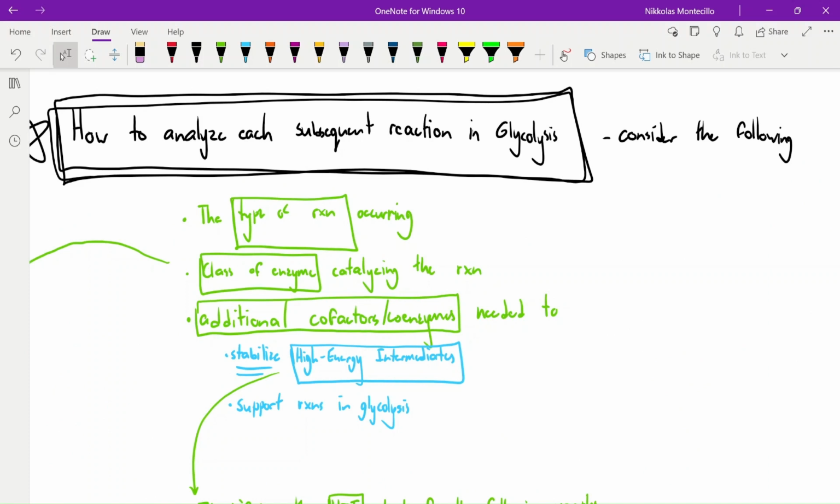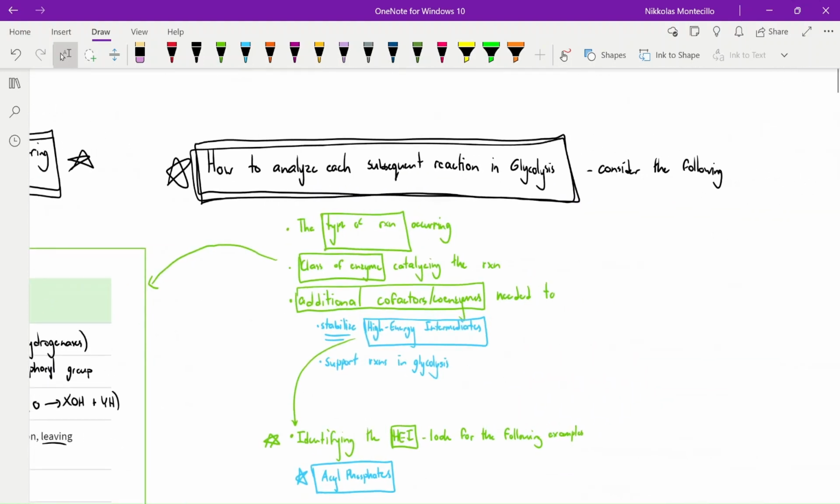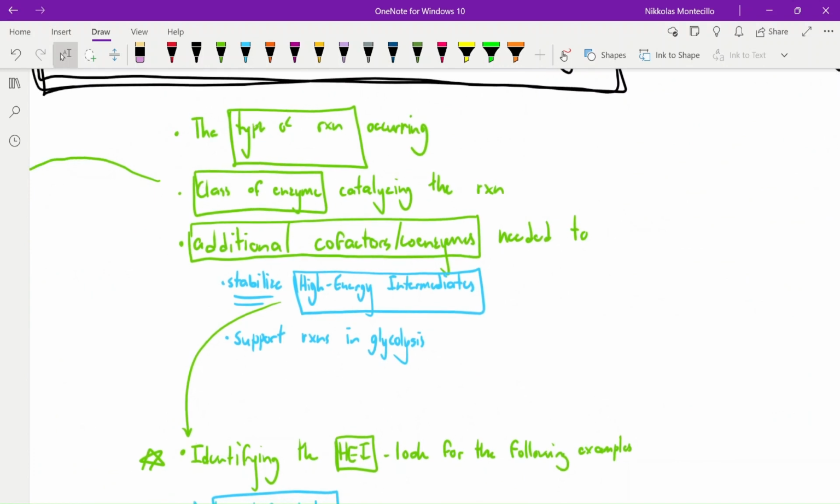We want to consider the type of reaction occurring, and the class of enzyme catalyzing the reaction, so it could be any of these nine enzymes. We want to consider the additional cofactors or coenzymes needed to stabilize high energy intermediates, and the cofactors or coenzymes that support reactions in glycolysis. So if I remember telling you guys correctly, cofactors or coenzymes are non-protein molecules that serve as universal electron carriers. So this includes NAD, FAD, FMN, cytochromes, more specifically the heme units.